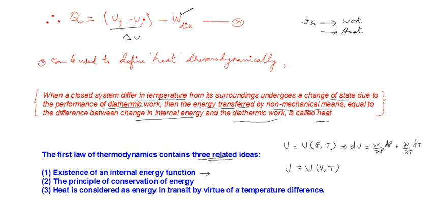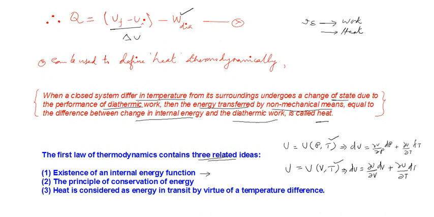If you write this internal energy function in terms of volume and temperature, then how do you write dU? Just recall that the partial derivative defines dou U with respect to dou V, keeping temperature constant, into dV, plus dou U with respect to dou T into dT. Here volume is kept constant. You can see in both cases I have included temperature because temperature is of paramount importance in thermodynamics. So that is the first thing.